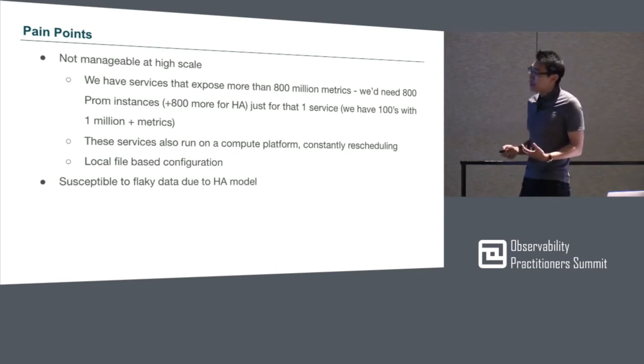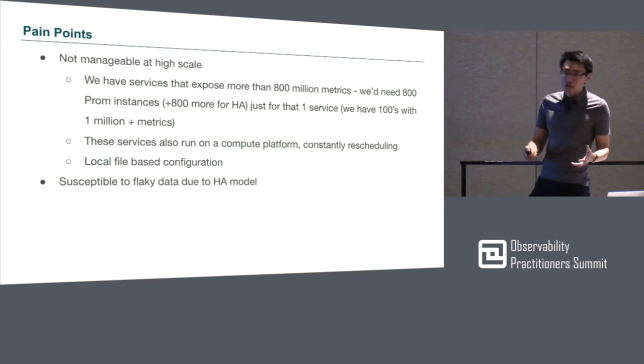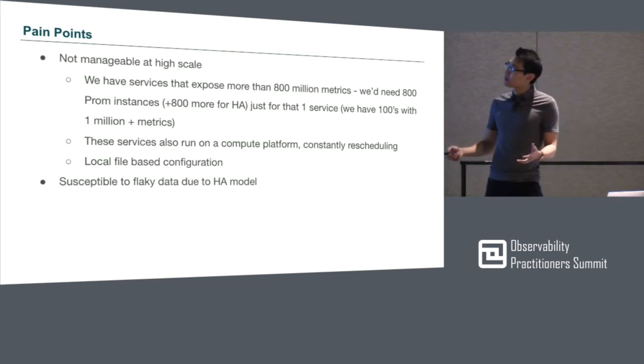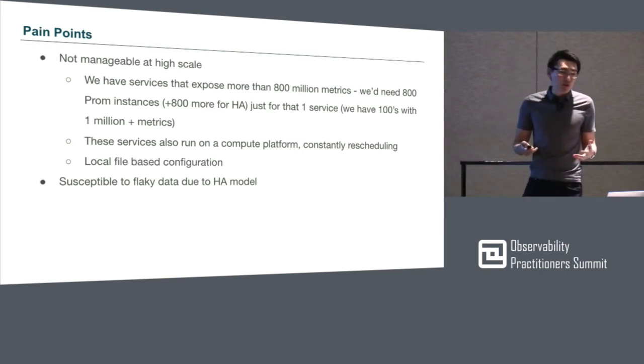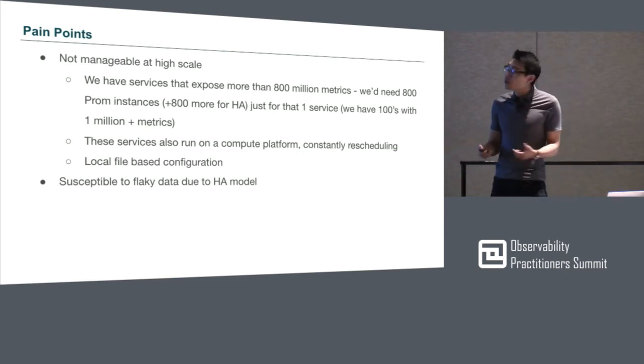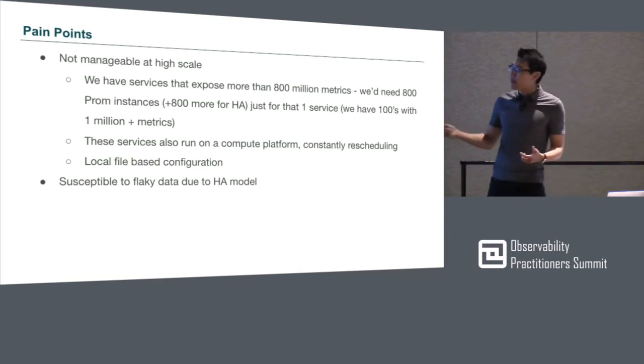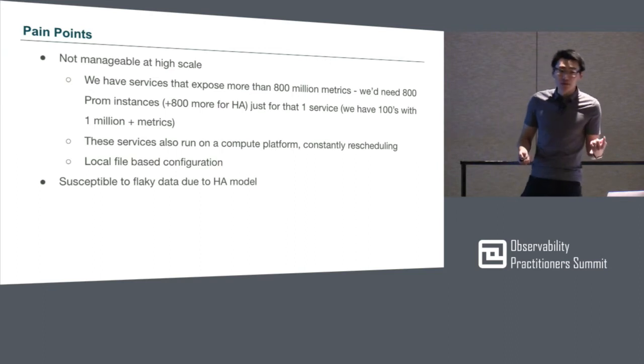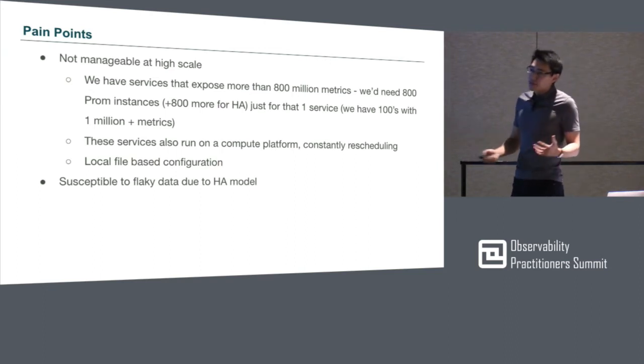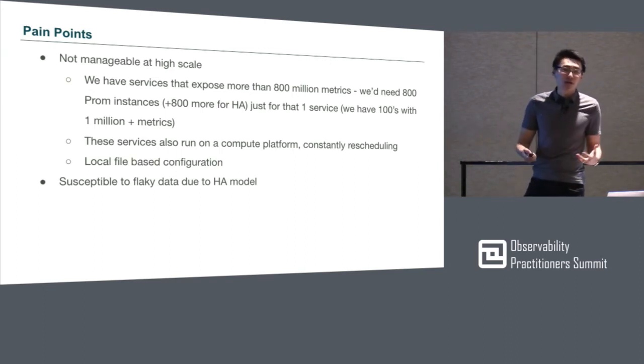At Uber, for our use case, we have single services that expose more than 800 million metrics, right? And I think one Prometheus node right now can handle about 1 million metrics. So we'll need 800 Prometheus instances, plus another 800 more for high availability, just for that one service. And we have hundreds of services that emit more than 1 million. So you have to do the sharding across a lot of services.